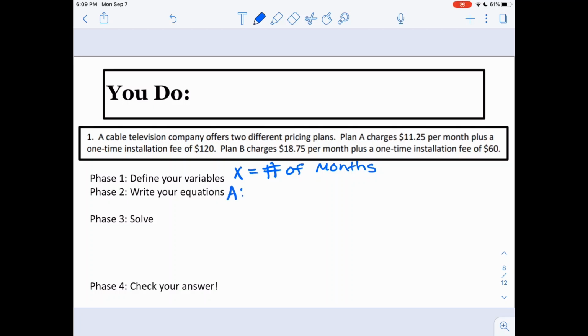For plan A, it'll be $11.25 per month plus the one-time installation fee of $120. And for plan B, it should be $18.75 times x plus the one-time installation fee of $60.